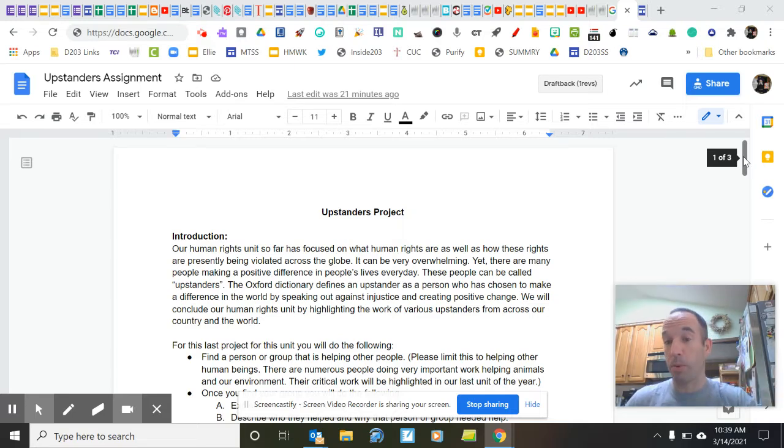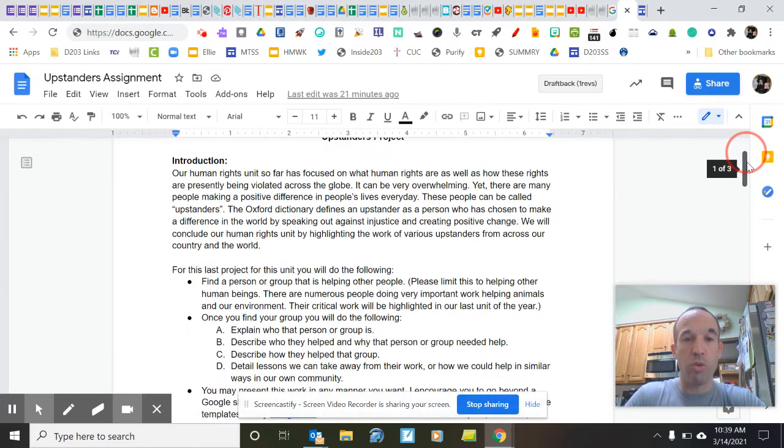You can highlight the work of a person or group in Naperville, Bolingbrook, or the Chicagoland area, if you don't want to do one of the people that I mentioned. So for this assignment, you have to find a person or a group that is helping other people. Now, one of the caveats here is you can't do people that are helping animals or our environment. Their work is important, definitely. We will highlight their work in our last unit. So I want to keep it to human beings helping other human beings.